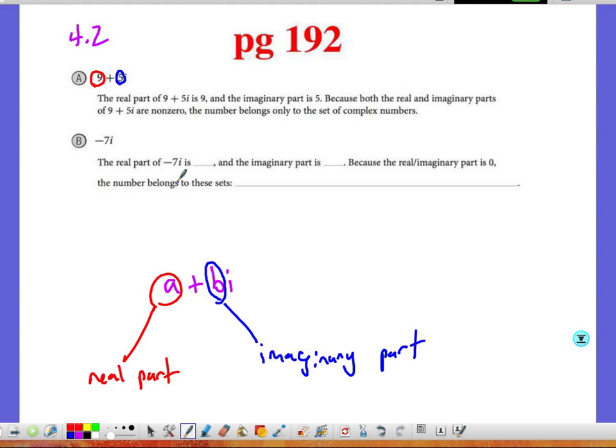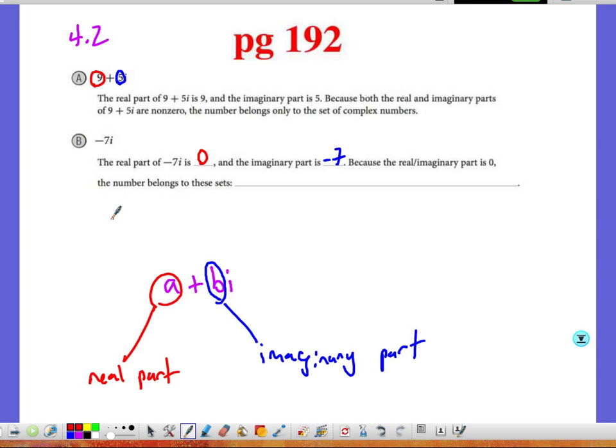Now let's take a look at example b. Negative 7i. The real part of negative 7i, well, do we have an a here? It seems like we only have an imaginary part. Well, we can answer that. What is the imaginary part? It's going to be negative 7. It's right next to that i. But what about the real part? We don't have one. So in this case, if you don't have an imaginary part or a real part, it's going to be 0. It works the other way as well.